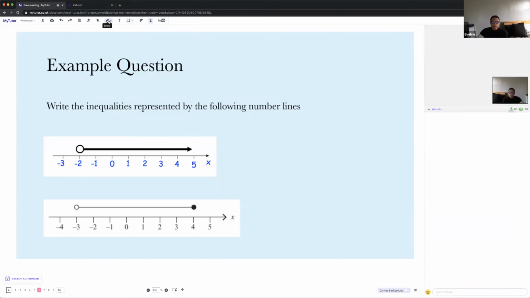Right, so getting onto these example questions, think about the number that the circle is above. Think about where the arrow is pointing or where the line is going towards. Then think about, is it hollow or is it colored in? And how can we represent it as an inequality? So I'd like you guys to have a go at the first one and see what answers you get.